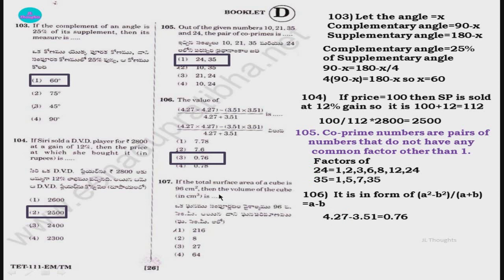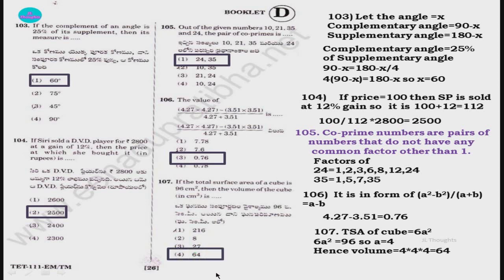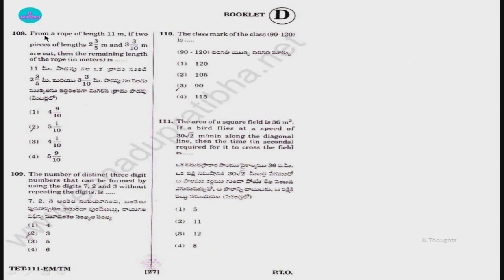107. If the total surface area of a cube is 96 square centimeters, then the volume of the cube is? The total surface area of the cube is 6a square, and it is given as 96. So 6a square equals 96, a square equals 96 by 6, so a equals 4. Hence the volume is a into a into a, that is 4 into 4 into 4, which equals 64. The answer is 64.